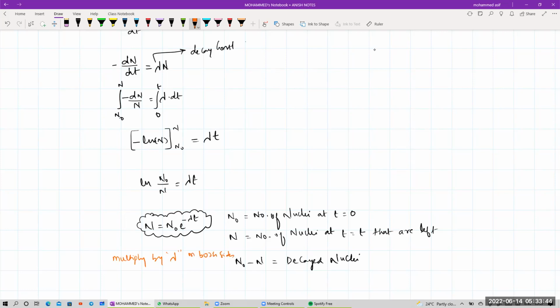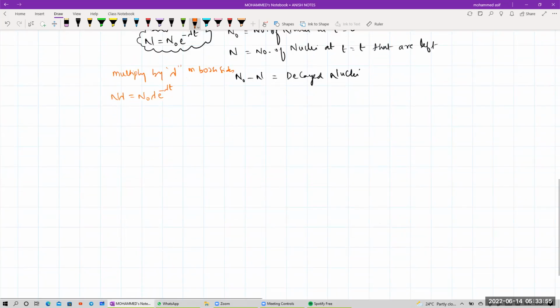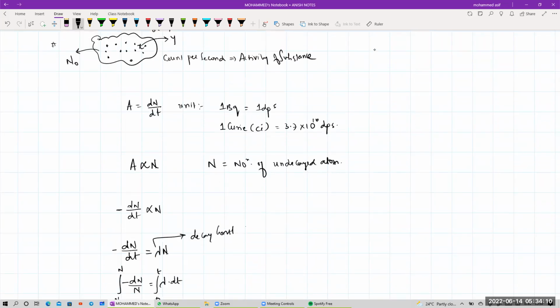So we'll get N into lambda is equal to N naught into lambda exponential to the power of minus lambda into t. N into lambda is what, beta? Activity. Yes, sir. Lambda into N is known as the activity. See here, I have written this one is N into lambda. Now this dN by dt is nothing but A only. So A will be equal to lambda into N.